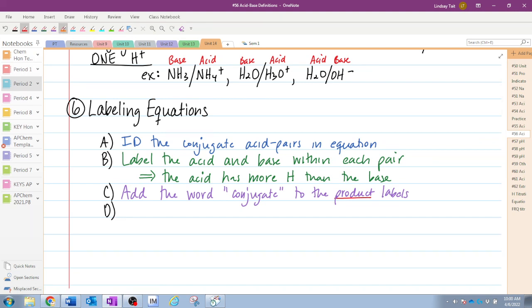All right, last thing that we'll do here is going to be about the arrows. You're going to draw arrows showing the proton transfer.